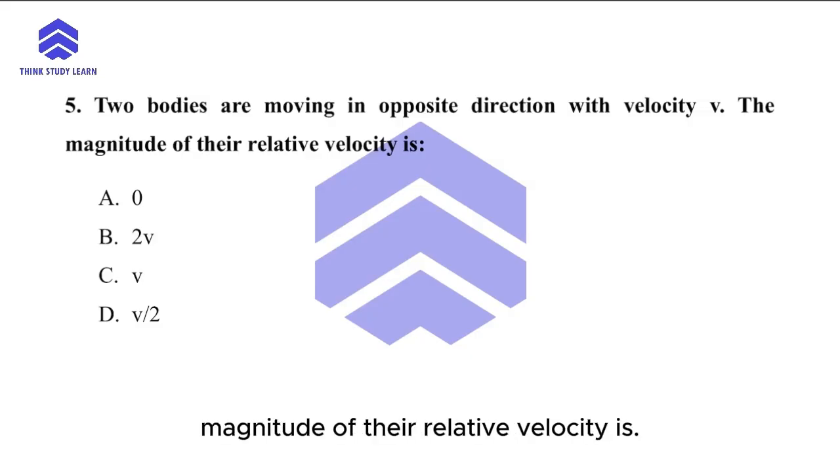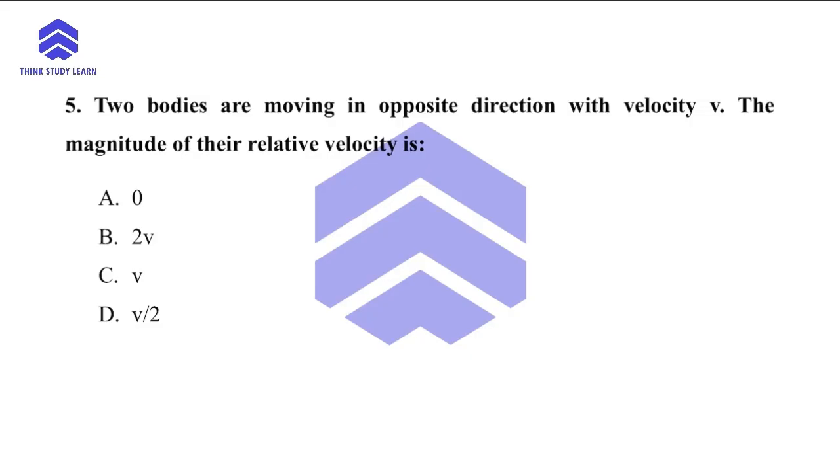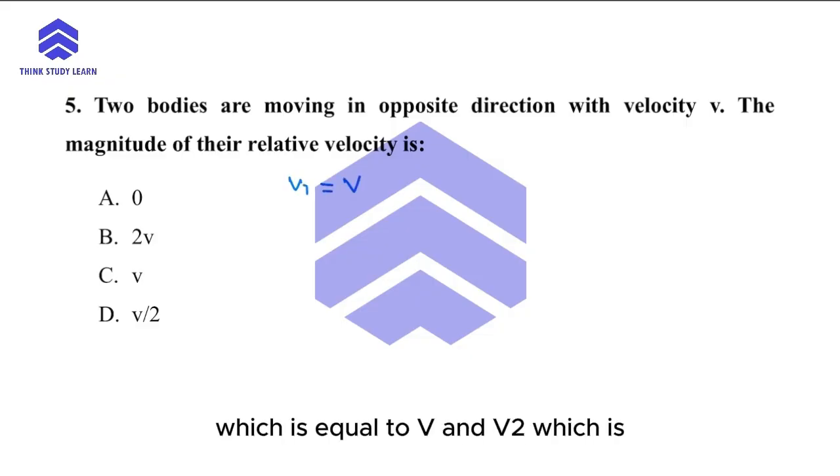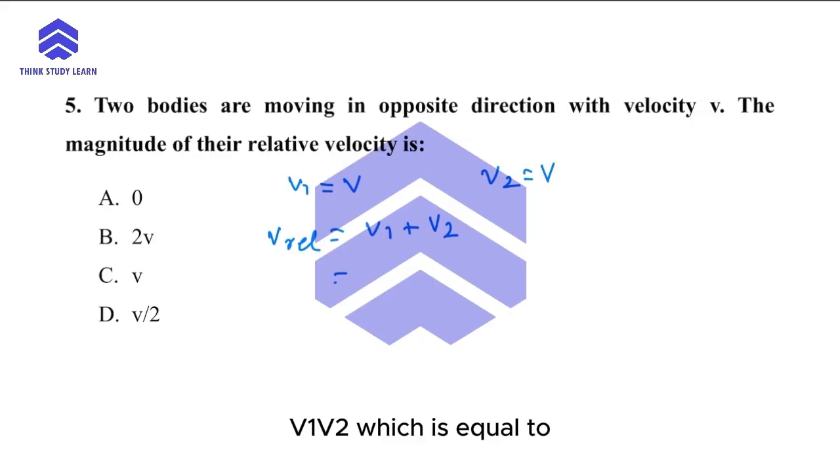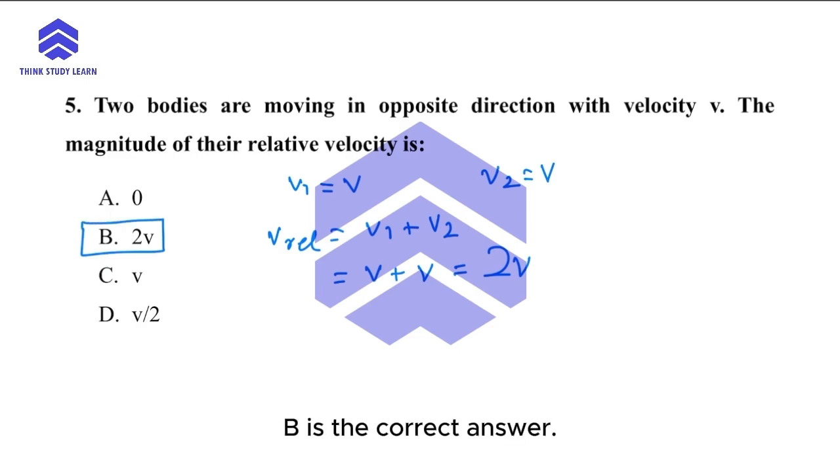The magnitude of their relative velocity is. Now, if two bodies have velocity v1 which is equal to v and v2 which is equal to v, the relative velocity will be equal to v1 plus v2 which is equal to v plus v, and the answer is 2v. Hence, option B is the correct answer.